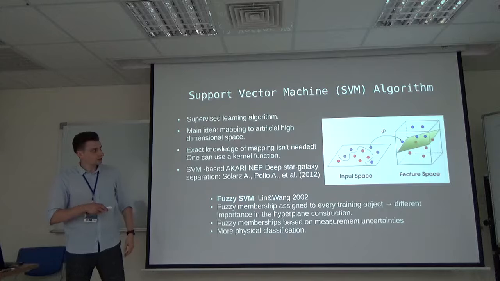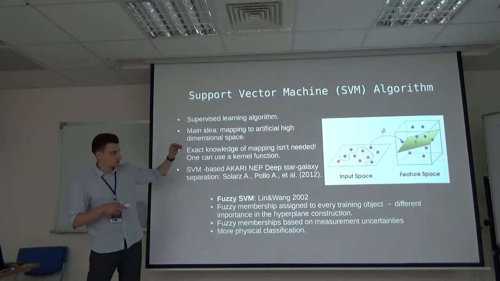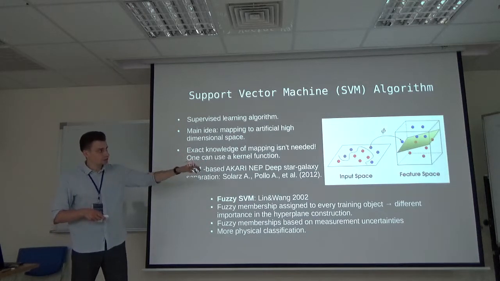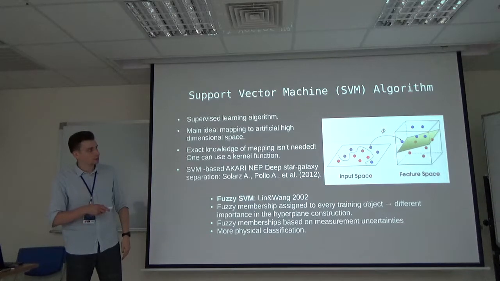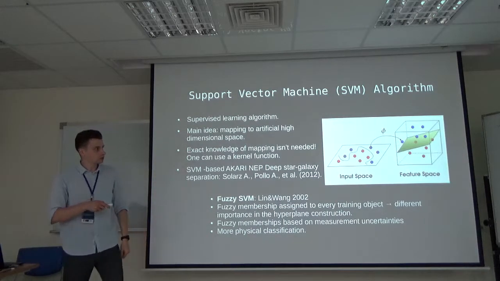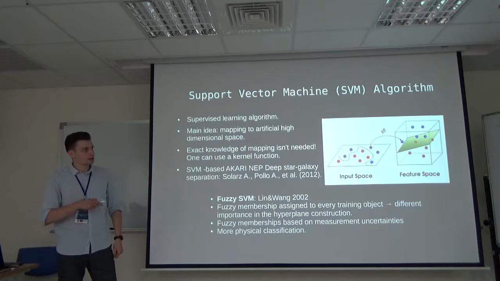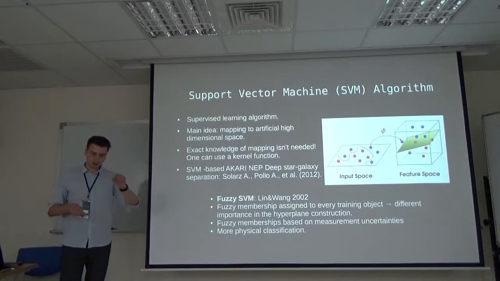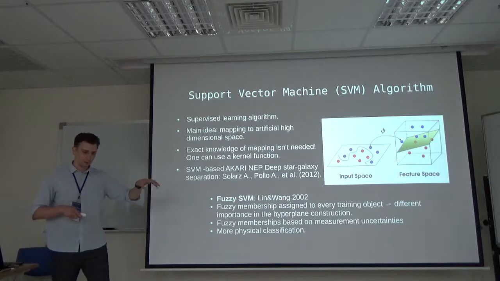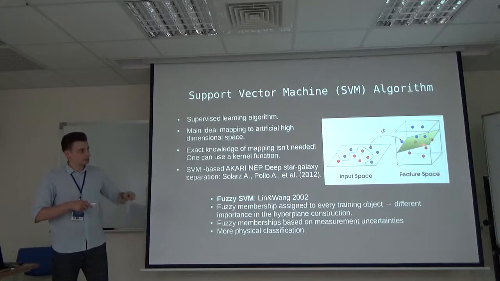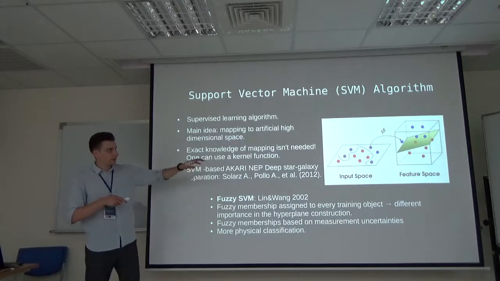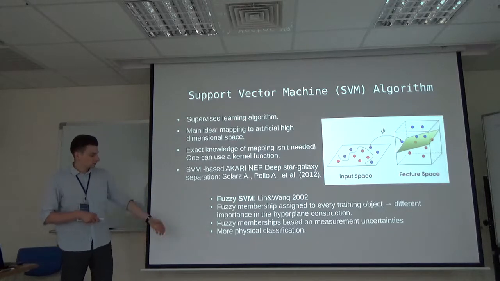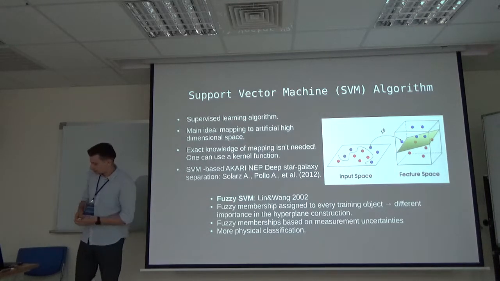It allows us to give each object from the training set a different importance in the process of creating this separation hyperplane. And in our work, we use the measurement uncertainties as such importances. So objects that were measured more precisely, objects from the particular class, were used as more important entities in the creation of this separating hyperplane. And as the result, we obtained a better, physically motivated classification.